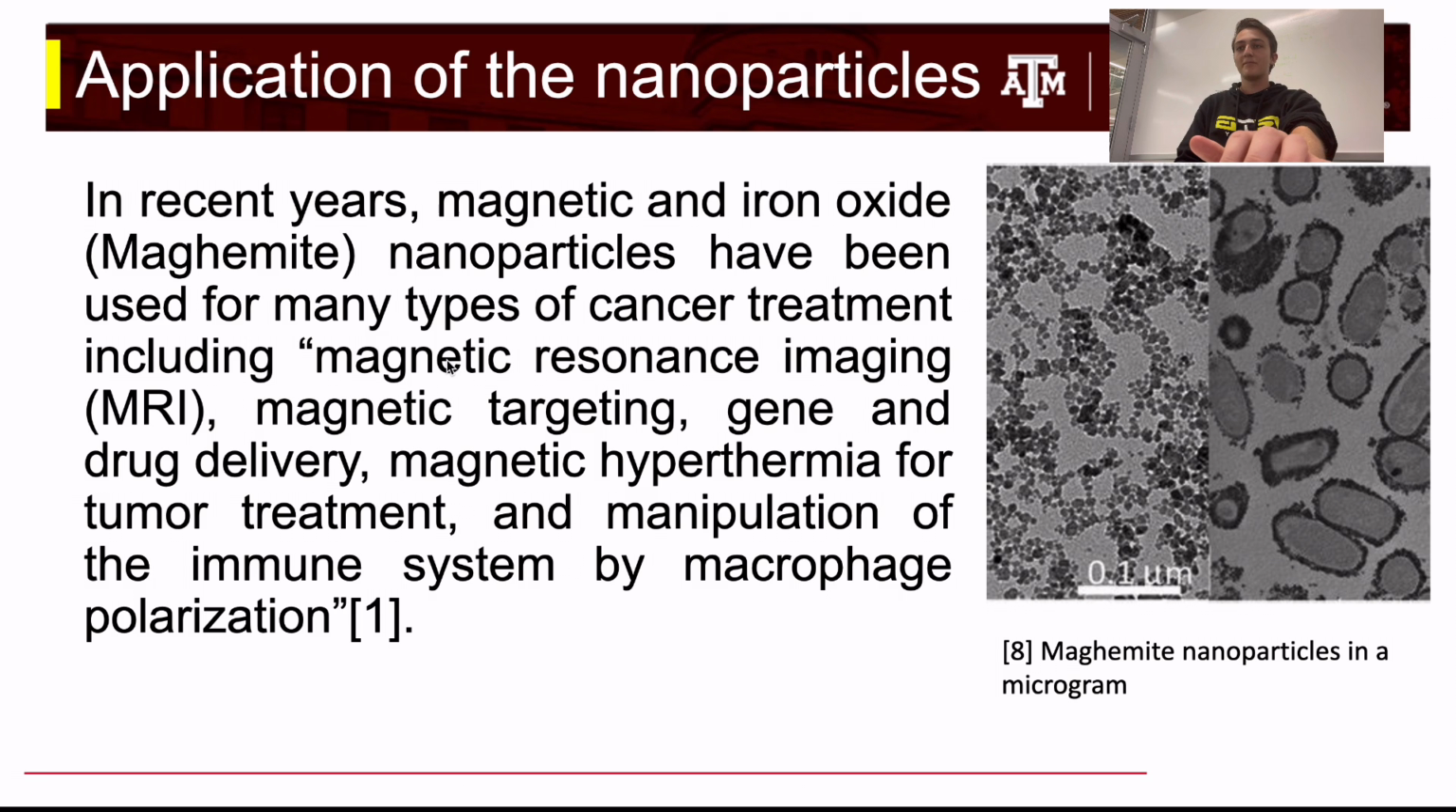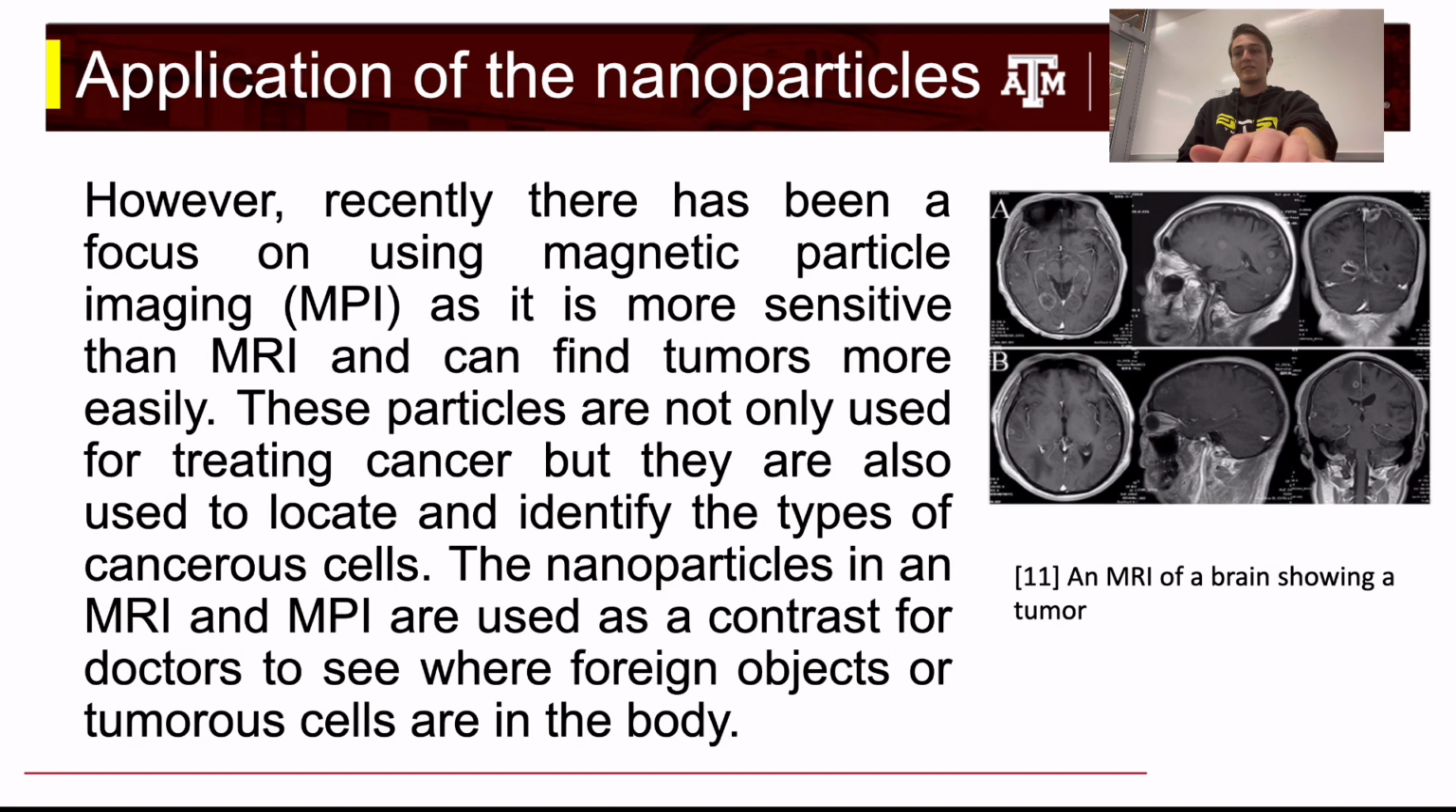In recent years, magnetic iron oxide, maghemite, nanoparticles have been used for many types of cancer treatment, including magnetic resonance imaging (MRI), magnetic targeting, gene and drug delivery, magnetic hyperthermia for tumor treatment, and manipulation of the immune system by macrophage polarization. However, recently there's been a focus on using magnetic particle imaging, MPI, as it is more sensitive than MRI and can find tumors more easily.